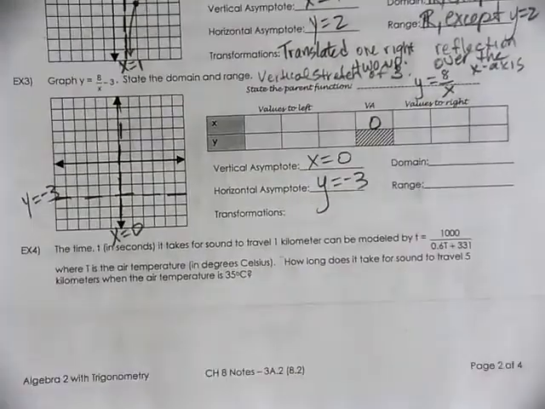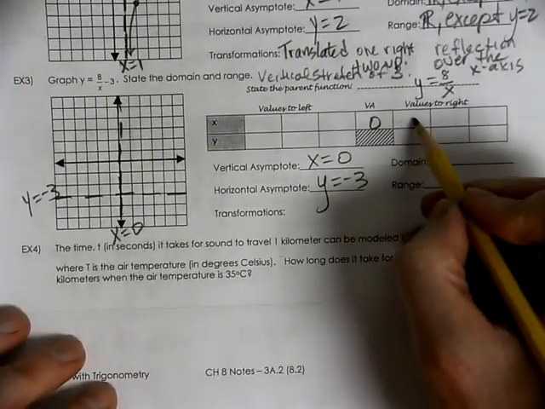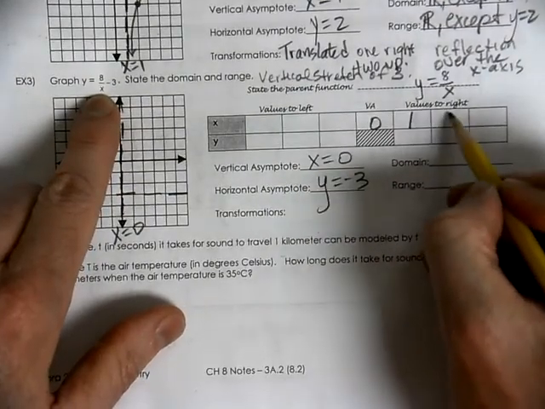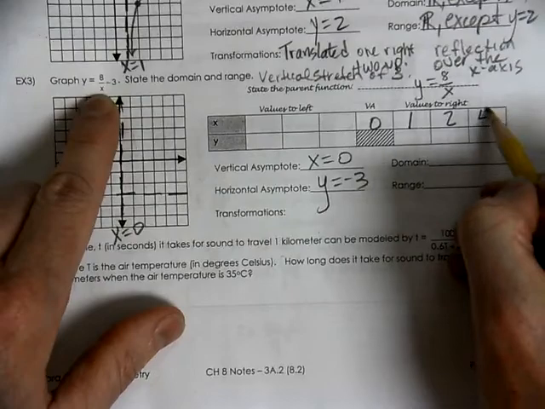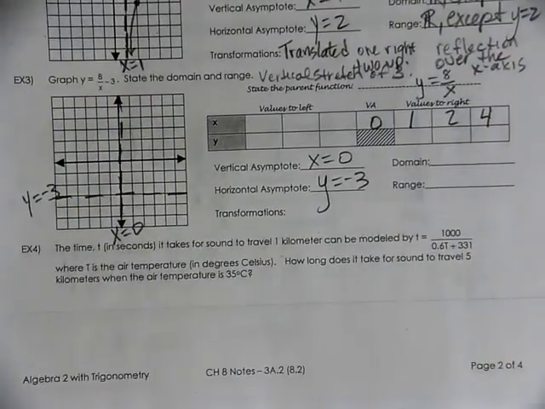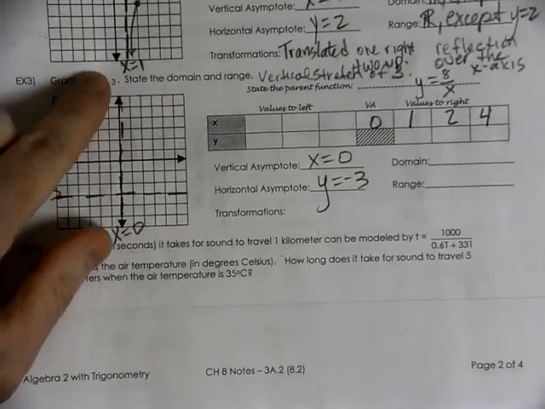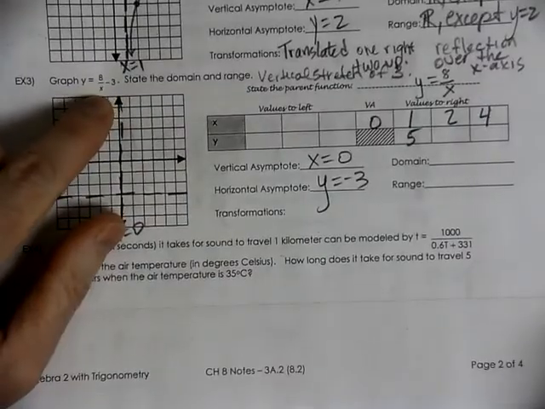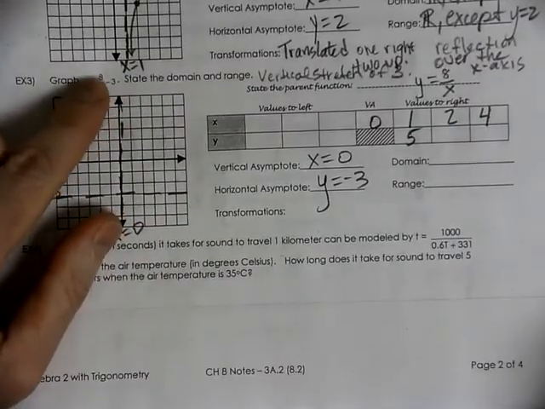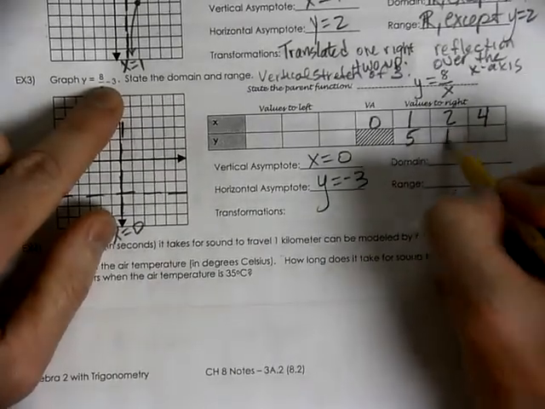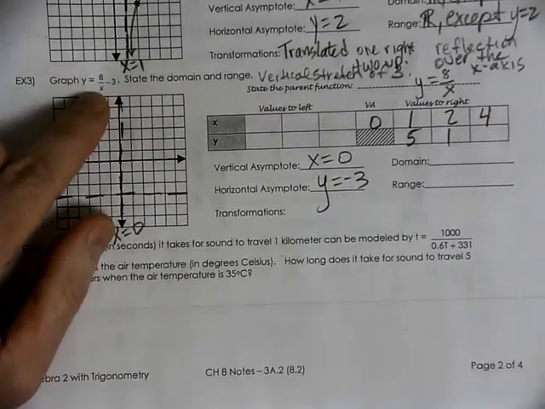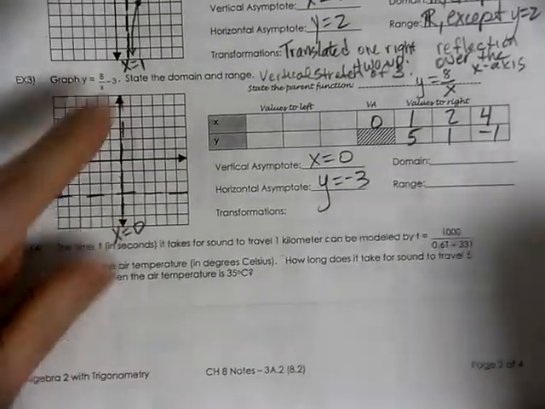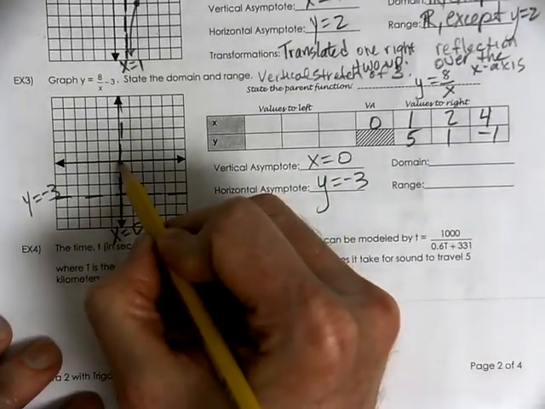So we're going to put 0 into our table, and we're going to want to pick numbers to the right that go into 8 nicely. Like 1 goes into 8, 2 goes into 8, and 4 goes into 8. Those would be nice numbers to use that go into 8. 1 goes into 8 8 times, minus 3 more, which is 5. 2 goes into 8 4 times, minus 3 is 1, and 4 goes into that 2 times, minus 3 is negative 1. So we can plot those points.